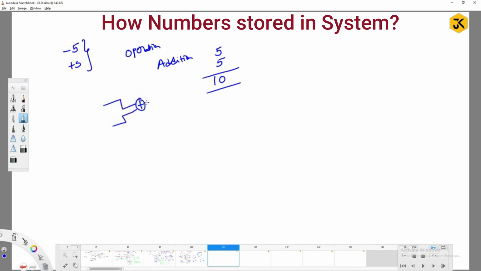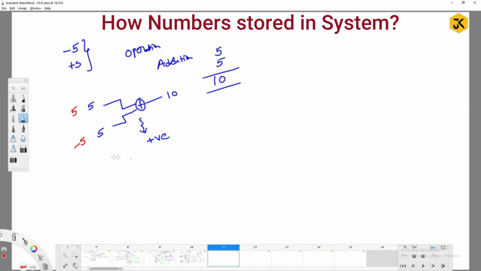See, don't think this is the exact structure. If you give 5 and 5, it is going to give the result 10. We have designed this circuit in such a way that it works for inputs of two numbers, both of type positive numbers. There is no problem. But if I give numbers like 5 and minus 5, what will the system do? This circuit is meant for the addition of two positive numbers, not for the addition of one positive number and one negative number, right?